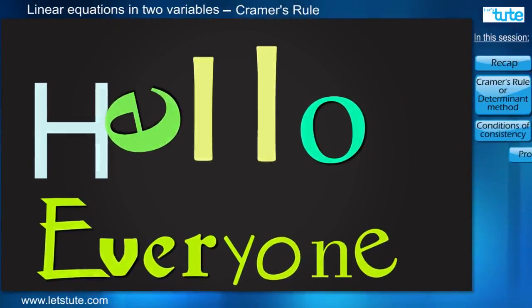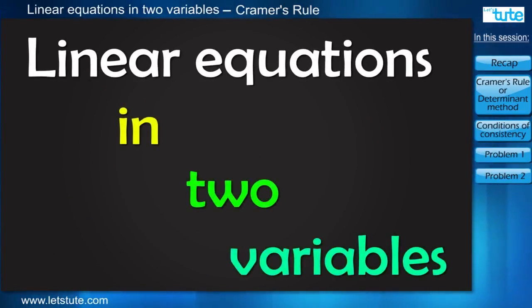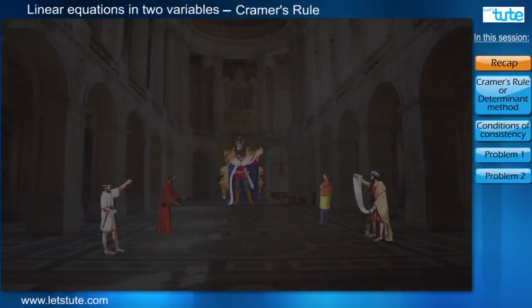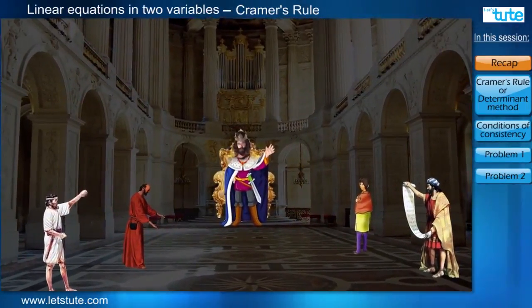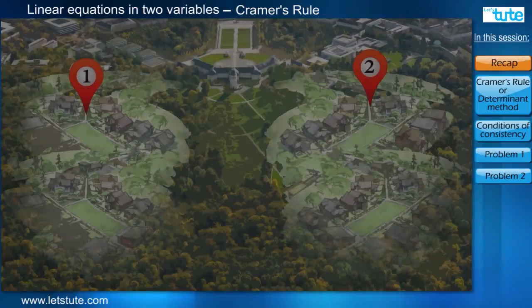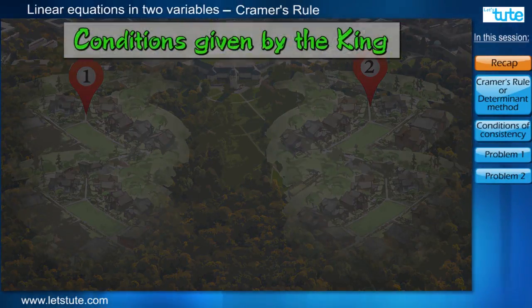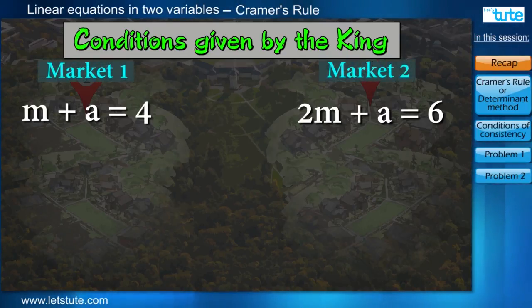Hello everyone. Welcome to another session of pair of linear equations in two variables. If you remember, previously we had seen a situation where the king and his people were in trouble because of overproduction of fruits in their village. To solve this issue, the king had set two different conditions on the basis of linear equations for setting up two different markets.